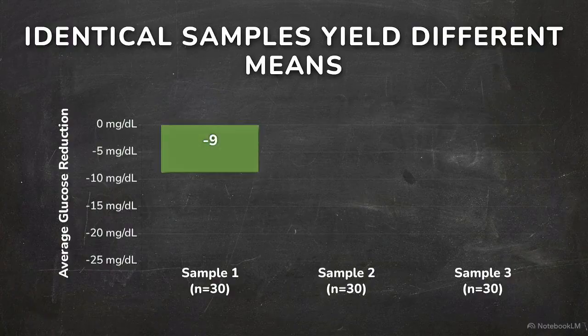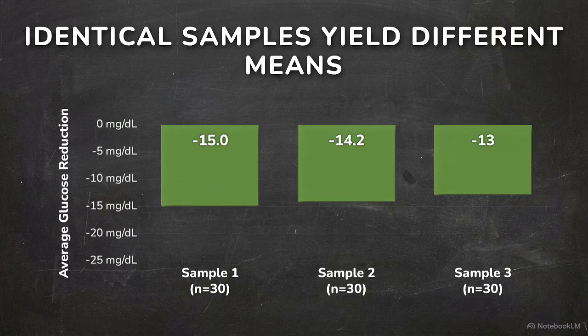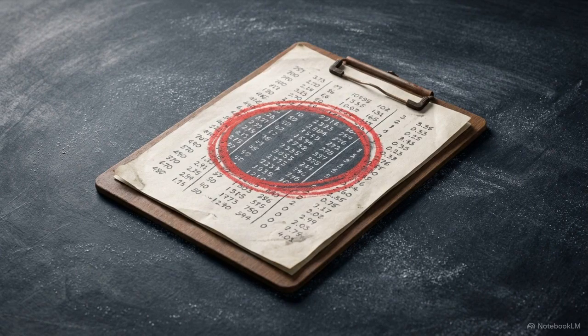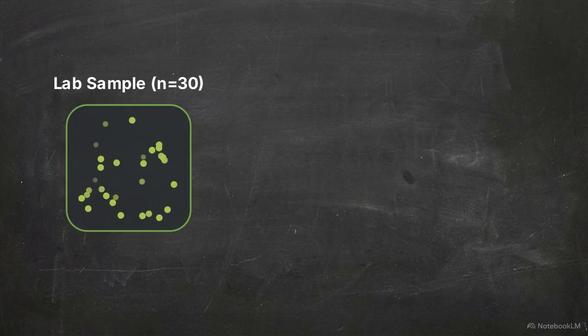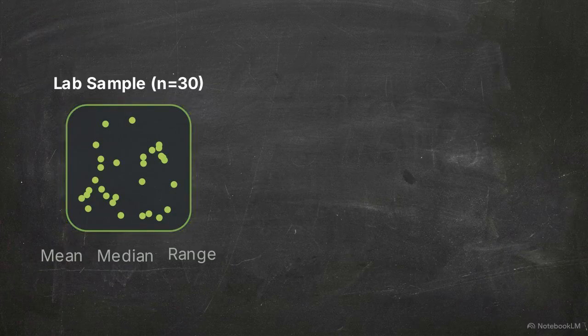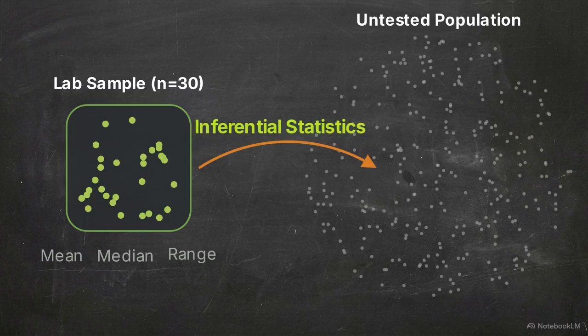If you repeat the exact same experiment on a different group of 30 patients, you will naturally record a different average glucose reduction. Researchers rely on descriptive statistics to handle the raw data in front of them. These mathematical tools, like mean, median, and range, are used exclusively to describe the specific sample tested in the lab. To bridge the gap between those 30 patients and the millions outside the lab, researchers use inferential statistics.